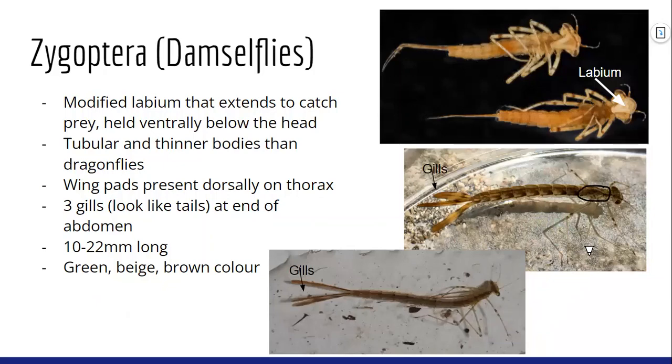They actually have 3 distinct gills that are held at the posterior end of their abdomen. So they look like tails, but they're actually gills. And they're usually between 1 and 22 millimeters long. And they're usually green, beige, or brown in color.